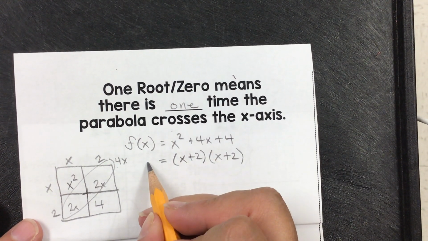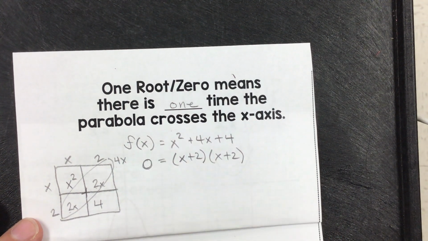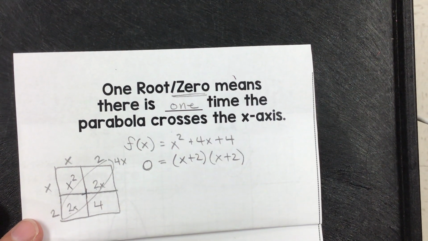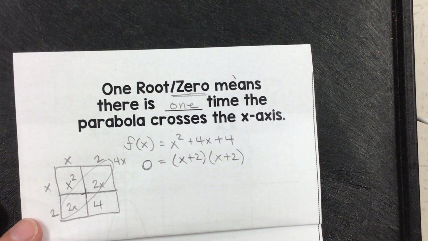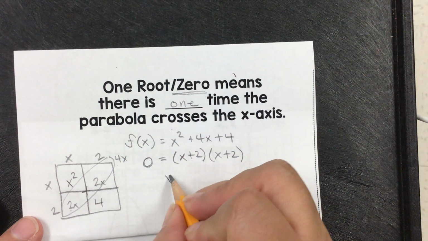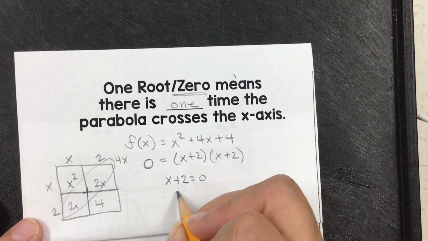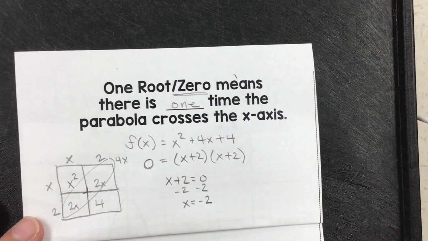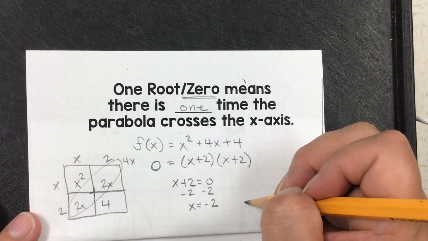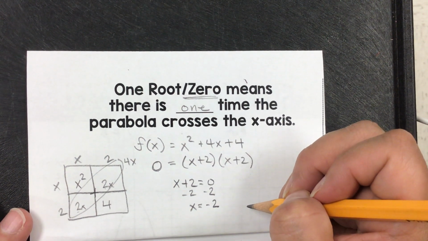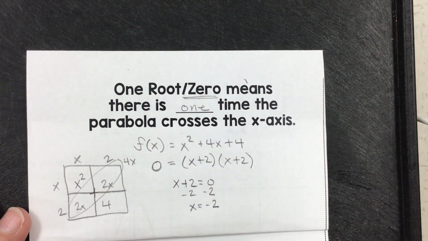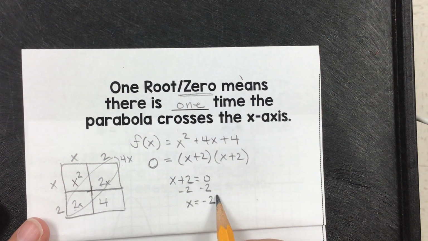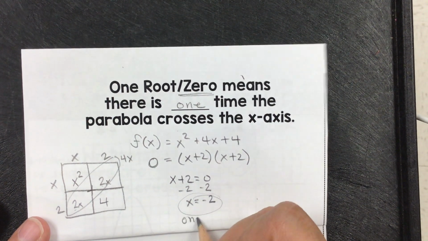And remember what we've done before is set it equal to 0, and that's why they're called zeros. We still have to solve it, that's why they're called solutions. So we have x plus 2 is equal to 0. Subtract 2 from both sides, x is equal to negative 2. So this is one way that we have solved quadratics. Well, if we do the other one, it's going to be the same thing, and that's how we know it has one solution.